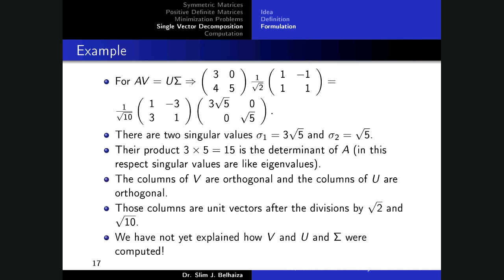So, for example, if I take this matrix here, A, this is A: 3, 0, 4, 5. And I'm saying that this is V: 1 divided by square root of 2 times the matrix 1, minus 1, 1, 1, which is equal to 1 over root of 10 times the matrix 1, minus 3, 3, 1. And the last part is supposed to be the sigma, okay?